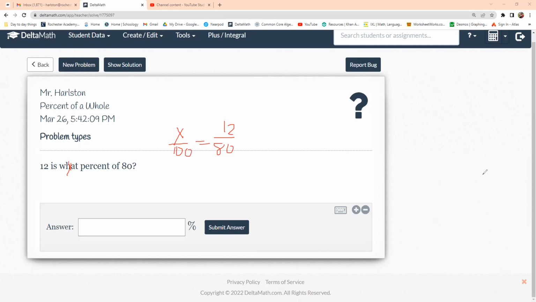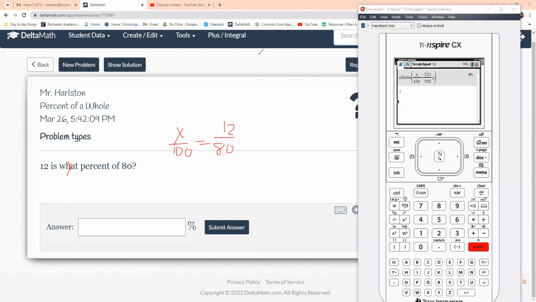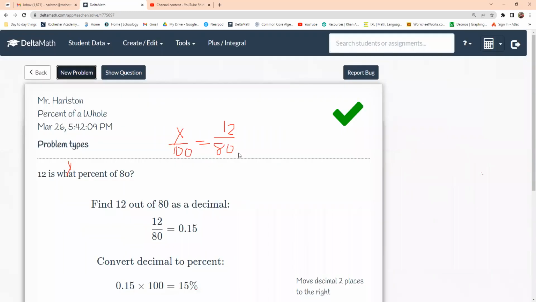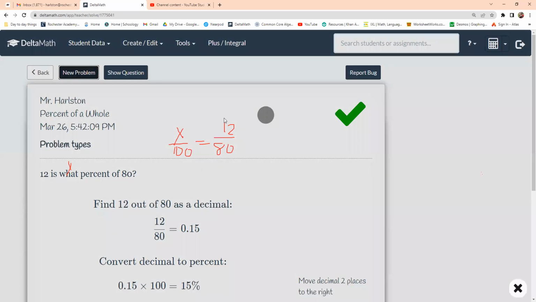This is going to be menu 3, 1, and then x divided by 100 equals 12 divided by 80, comma, x. Press enter, and that's 15. So we say 15%, and then we submit it. And we got yes.